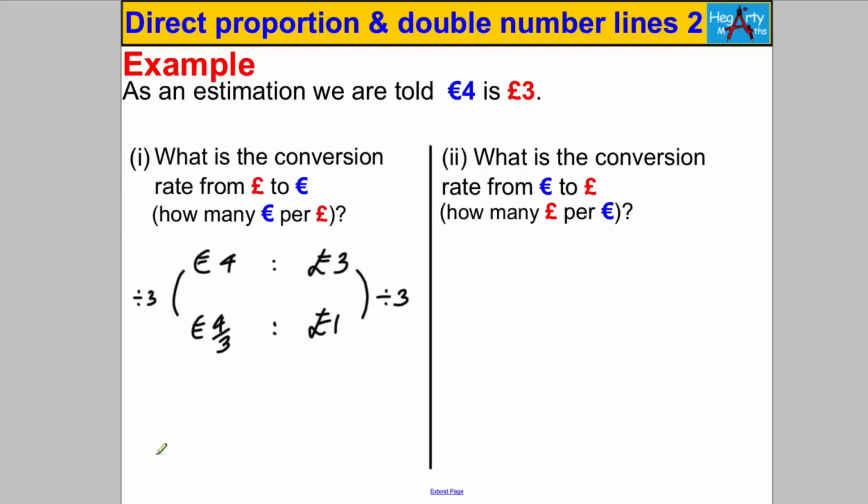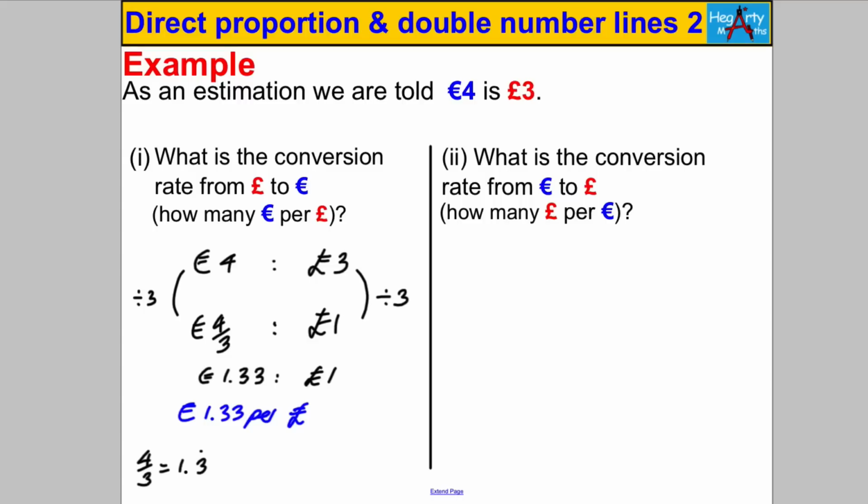Because it's money, you should give it to 2 decimal places. Now you should know that 4/3 is 1.3 recurring, so this would therefore be 1.33 euros to £1. And you should probably state at the end therefore that you get yourself 1.33 per pound, like that.